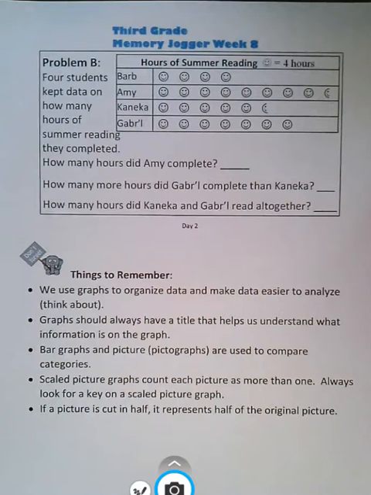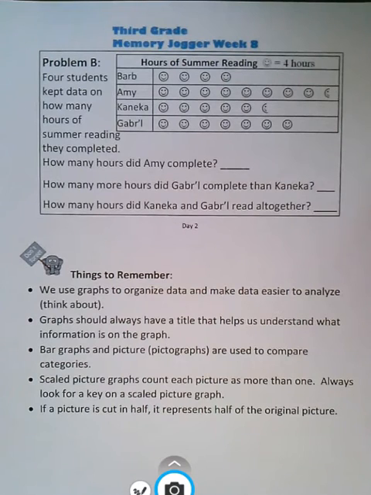We have several things we need to remember. We use graphs to organize data and make data easier to analyze or think about. Graphs should always have a title that helps us understand what information is on the graph. We can see in the title of our problem, hours of summer reading, so we know this is about the number of hours students spent reading over the summer.